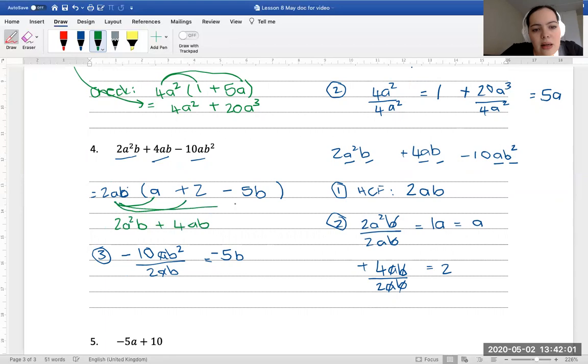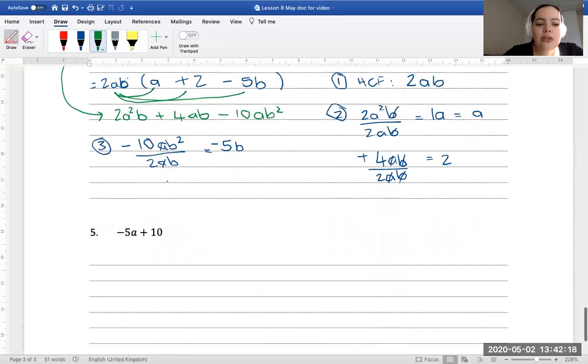And then the last one, it'll be negative 5 times 2 is 10. AB times B is AB squared. And would you look at that? It is the same. So then we're happy that we've done this correctly. All right, let's move on to the last example for this video.